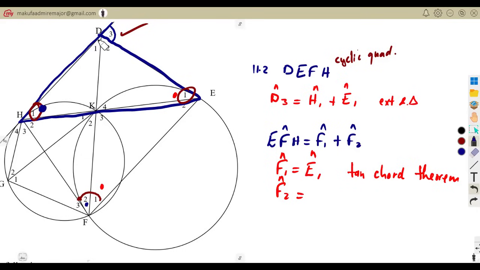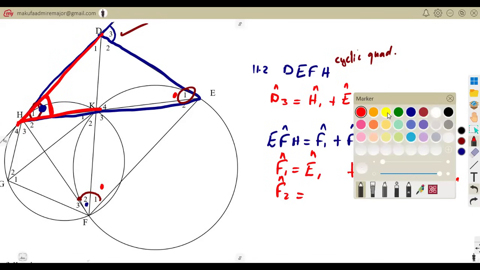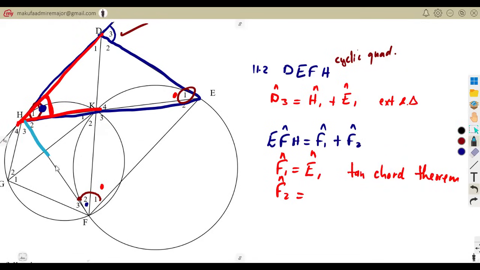Again, tan chord. There's a tangent here and a chord. So the chord HK, this one, is creating the angle at F2. So the angle between a tangent and a chord, which is this one, must be equal to the angle created by that chord. This chord is creating the angle at what? At F2. So F2 and H1, truly they are equal. Tan chord theorem again.